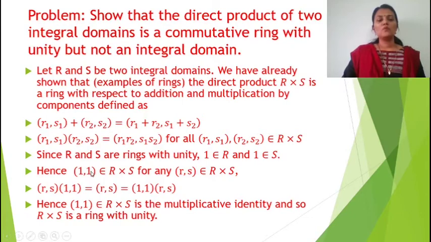Hence, (1, 1) is an element of R cross S. For any (r, s) element of R cross S, (r, s) into (1, 1) is equal to (r, s), which is equal to (1, 1) into (r, s). Hence, (1, 1) of R cross S is the multiplicative identity, and so R cross S is a ring with unity.